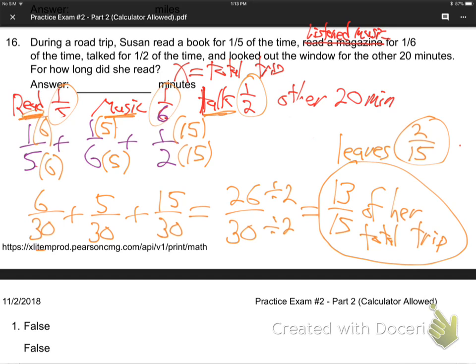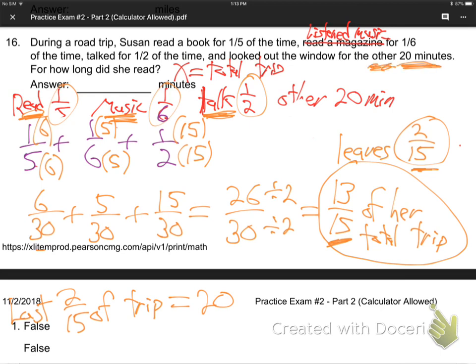So Susan's reading, music, and talking all adds up to be 13/15 of the total trip. That leaves 2/15 left. So that means the last 2/15 of the trip is the 20 minutes. That's the other 20 minutes. That's what was left at the end. The last 2/15 of the trip is 20 minutes. That means 2/15 times the trip is 20, doesn't it? 2/15 times the trip is 20.